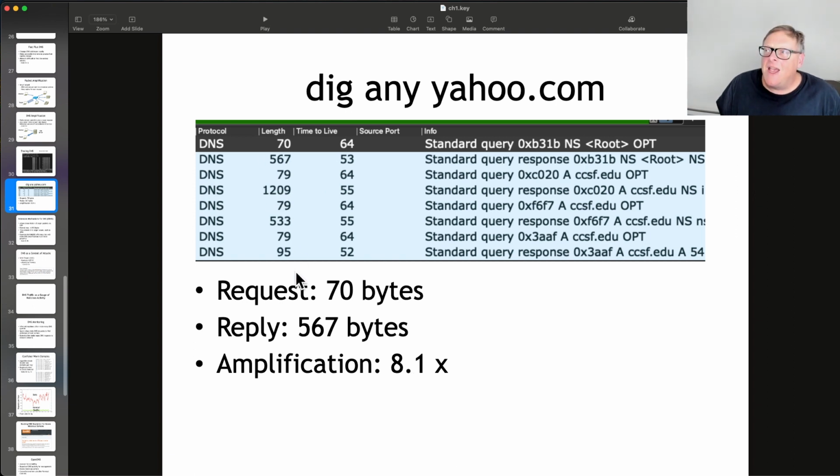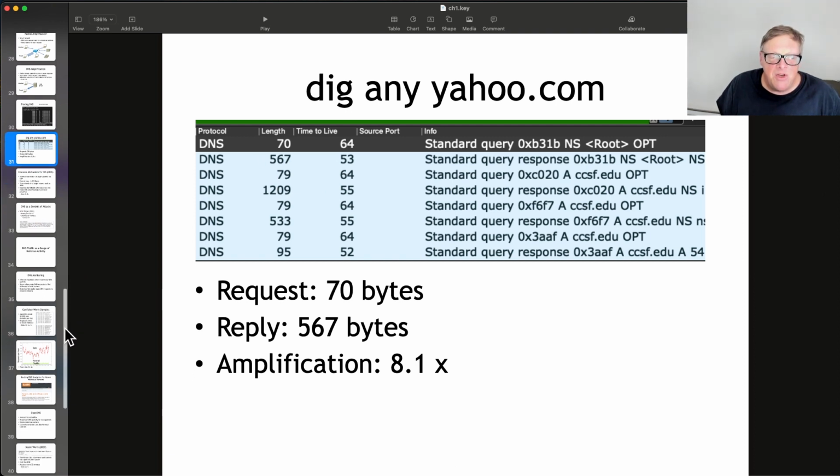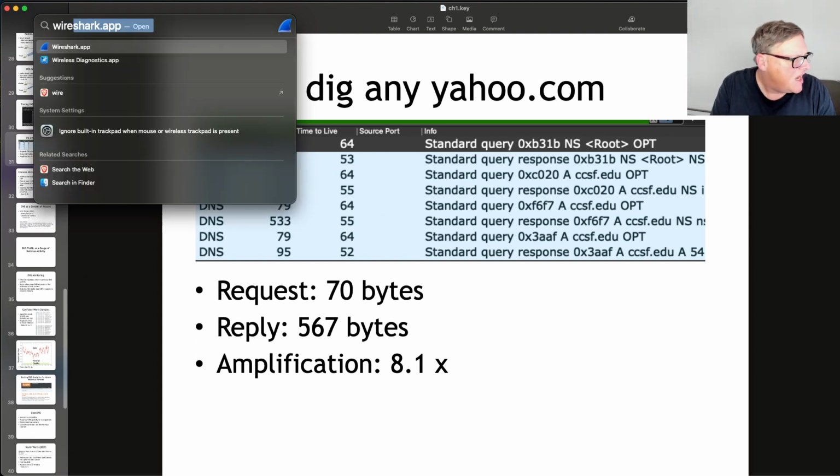So it's absolutely true that you can multiply your attack by a lot by using UDP-based DNS, and it's in the design. It's a feature. It's not like a bug they can fix, really. It's a problem.